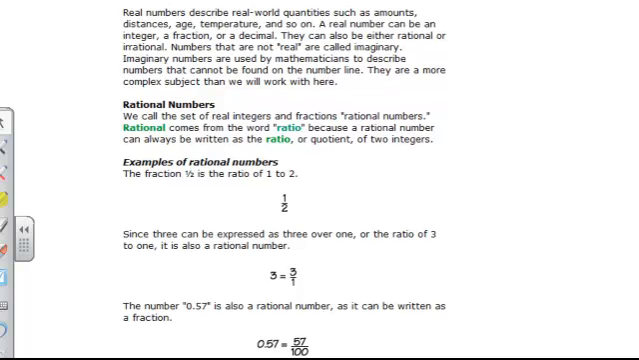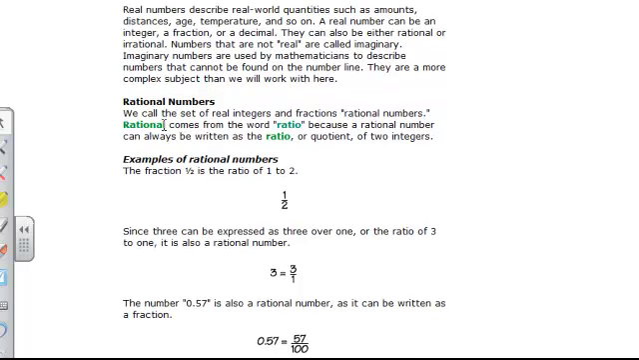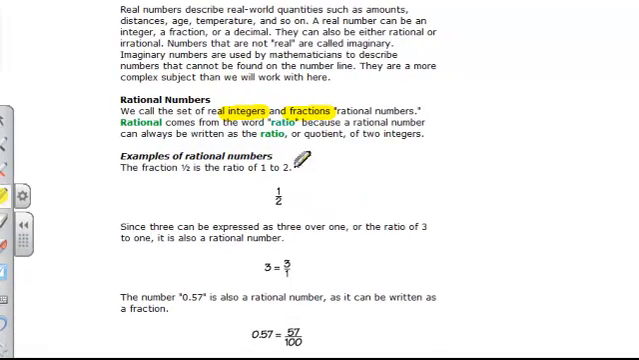Okay, the next one is a rational number. It says we call the set of real integers and fractions rational numbers. That means rational numbers, all of your integers and all of your fractions are rational. Rational, you can think of ratio, which you usually think of as a fraction, such as 1 to 2. So going along with that, any decimal can be written as a fraction, so therefore decimals are also rational numbers.